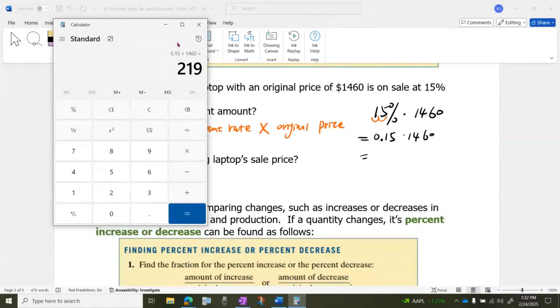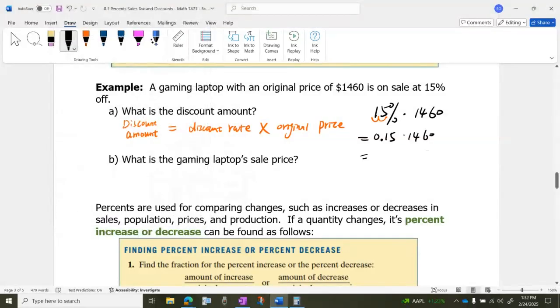Suppose you buy the laptop at the original price, then you pay 1,460, but now you're going to pay less. How much less? $219 less. The unit is dollars, because we're talking about money. So that's the discount amount. You don't have to memorize the formula, but you need to know how to calculate the discount amount. If the product is 15% off, it means you're going to save 15% of the original price. Then you just multiply 15% by the original price, and you have the money you save. That money you save is called the discount amount.